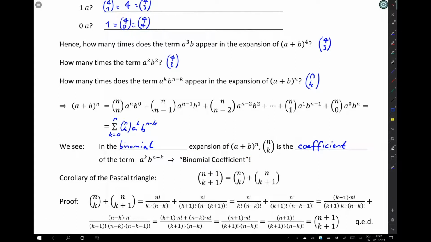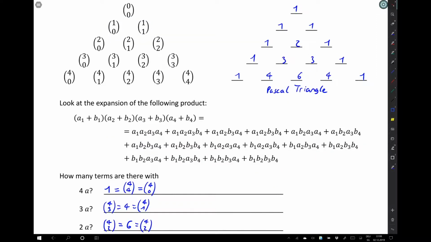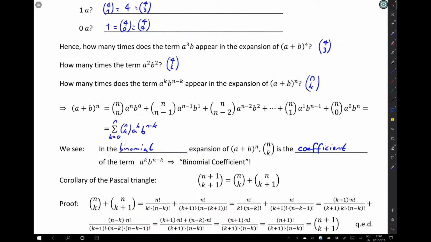One last remark, as a corollary of the Pascal triangle, we get that n plus 1 choose k plus 1 is n choose k plus n choose k plus 1. Why is this the case? Well, n choose k is, for example, this, then n choose k plus 1 is this, and n plus 1 choose k plus 1 is this here. And we know from building the Pascal triangle that we get this number here by adding its two predecessors above it. Obviously, this is not enough as a proof, but now we can go and prove really that this sum ends up in this binomial coefficient.